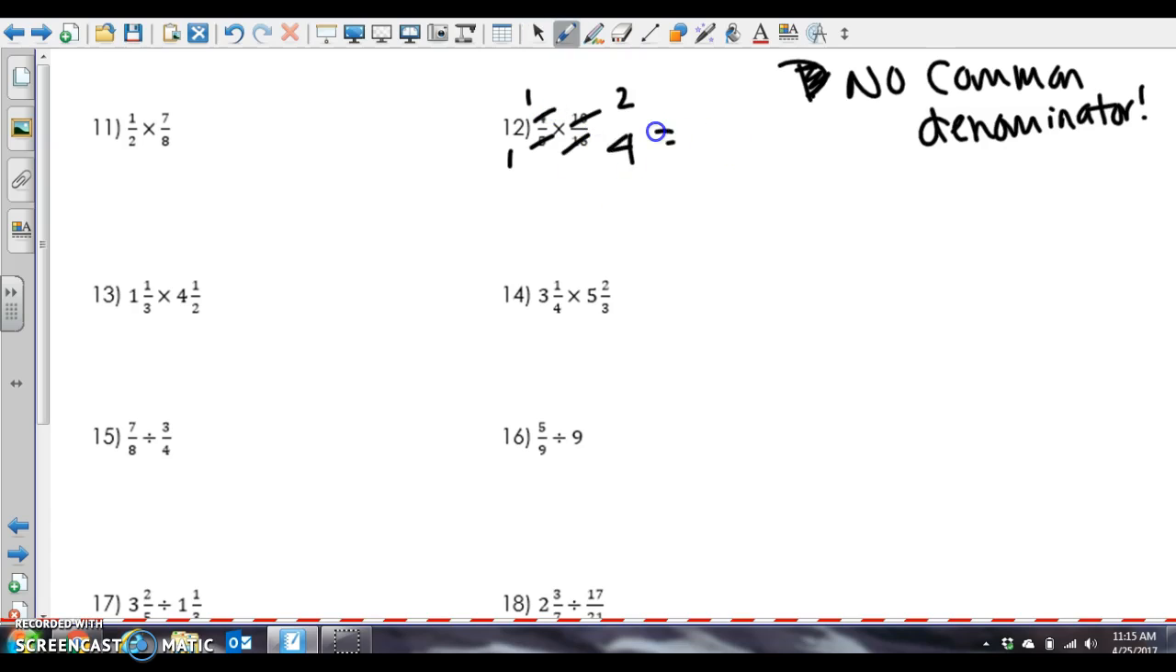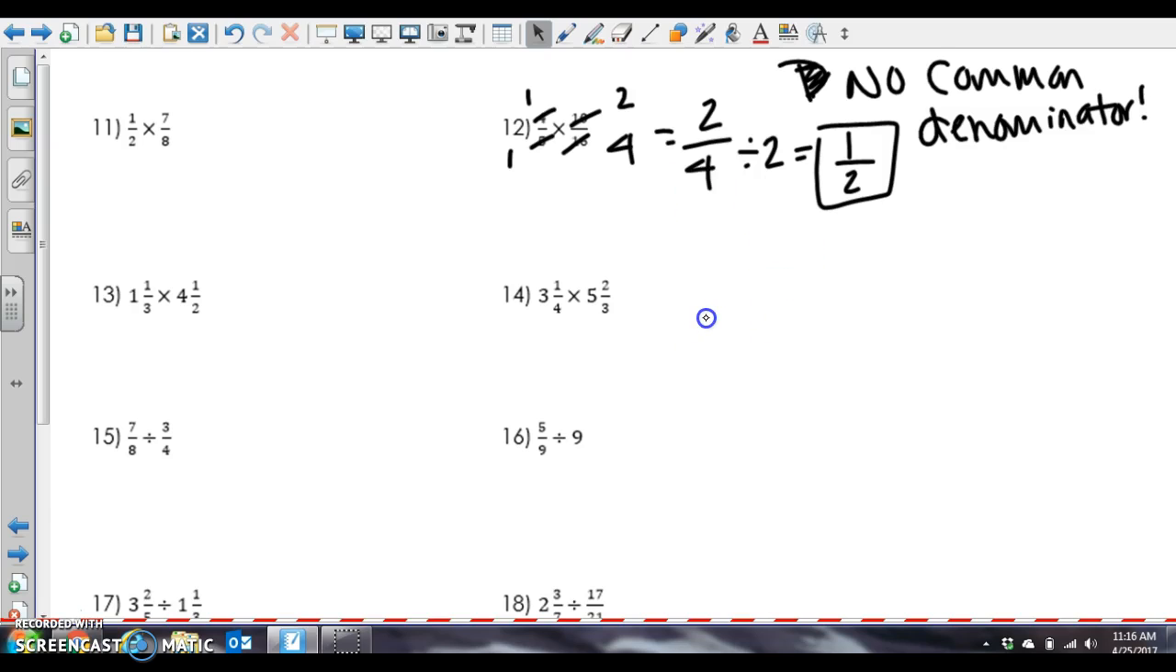Then you would multiply your numbers. 1 times 2 is 2, and 1 times 4 is 4, which is not reduced. So you divide by 2, and you get a half, and that's your final answer. You actually could have reduced these back here as well, but either way is just fine.